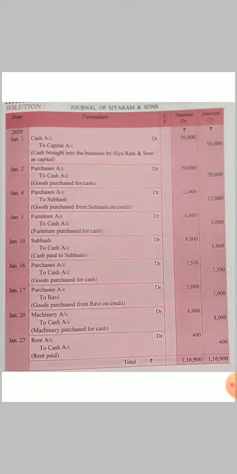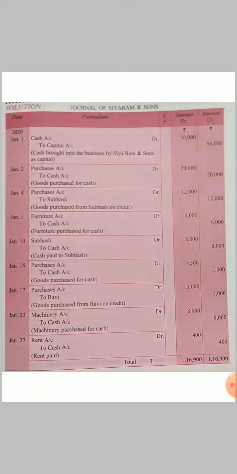The next point is goods purchased from Subhash on credit. Purchases are there, expenses are there, that will be debited, but the cash is not going out of the business, rather it is Subhash who is giving the goods. Purchase will be debited but Subhash will be credited. So the entry will be purchases account debit to Subhash.